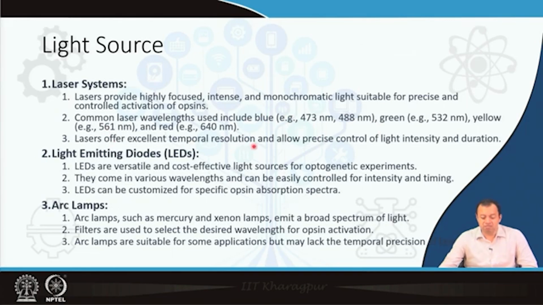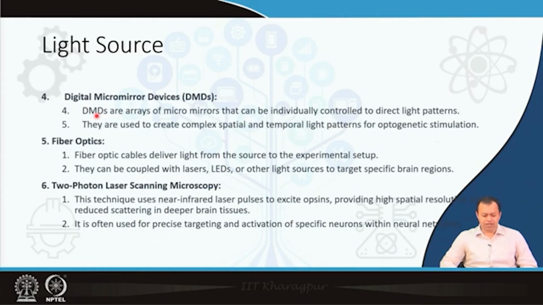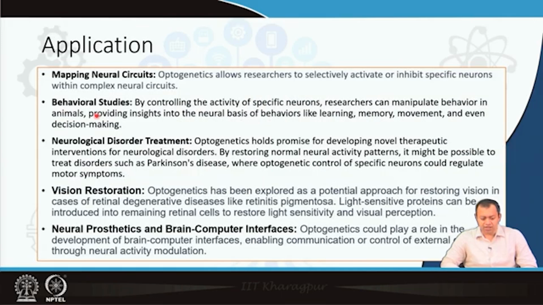Lasers are excellent. The main advantage of laser is it's highly focused, intense, and the polarization is properly done as compared to light emitting diodes and arc lamps, but they are far cheaper than the laser system. Obviously, fiber optics and 2-photon laser scanning microscopy have also been used. We have discussed 2-photon laser scanning microscopy before, and fiber optics, as you know, we can insert the fibers inside.